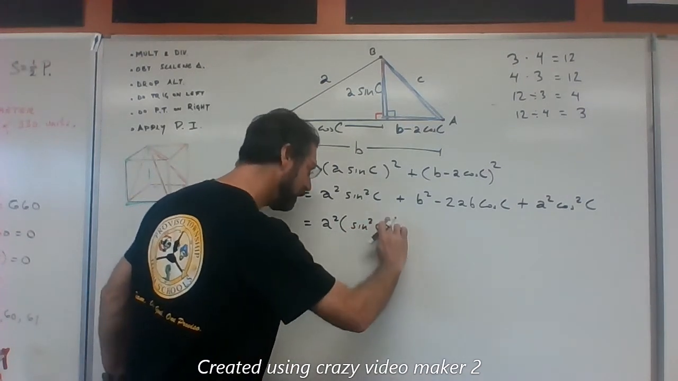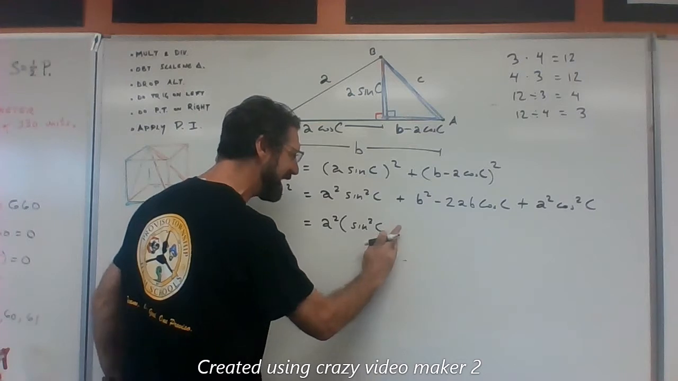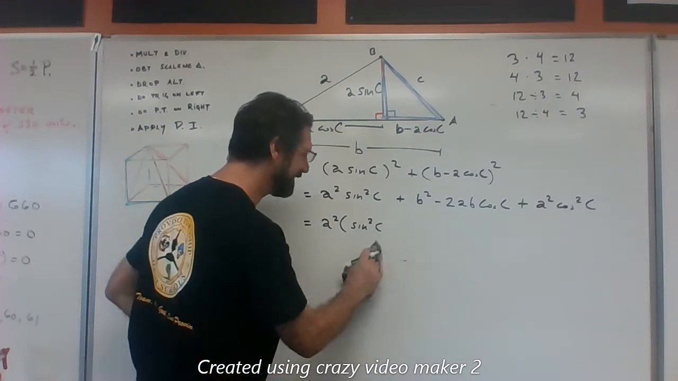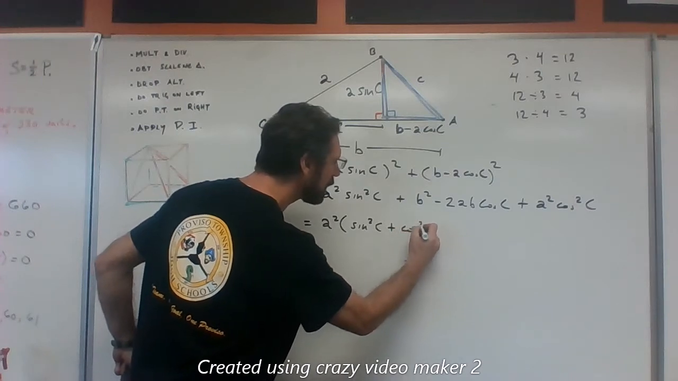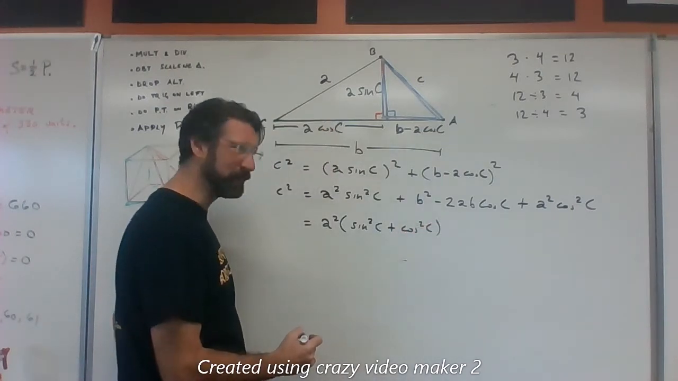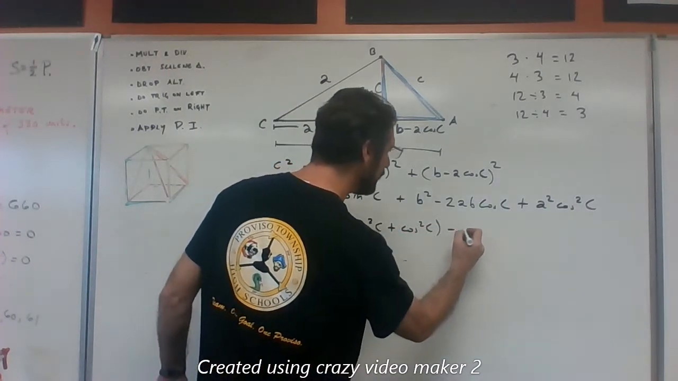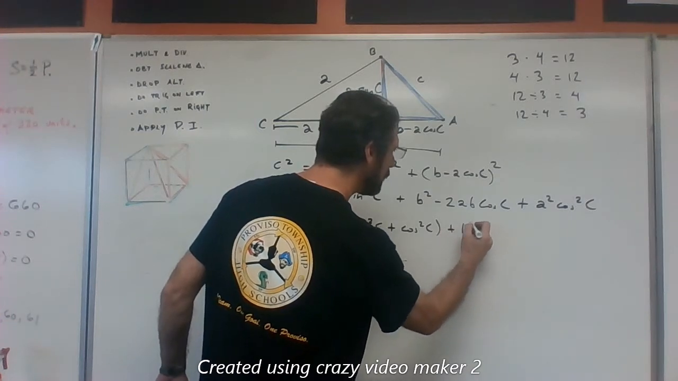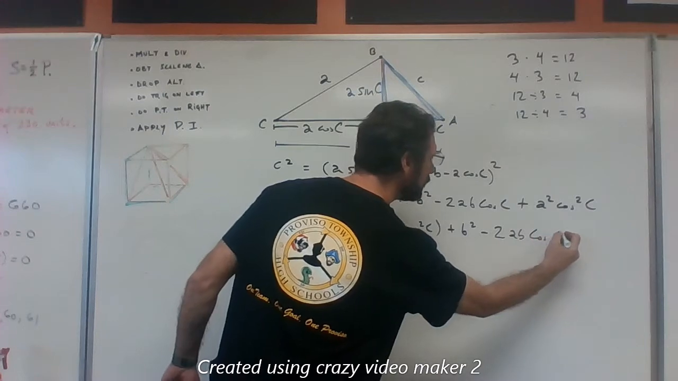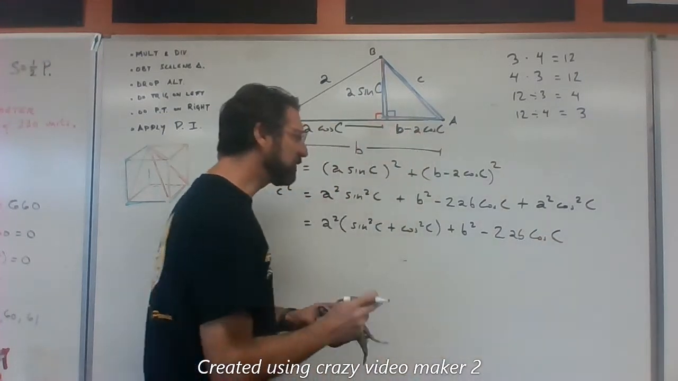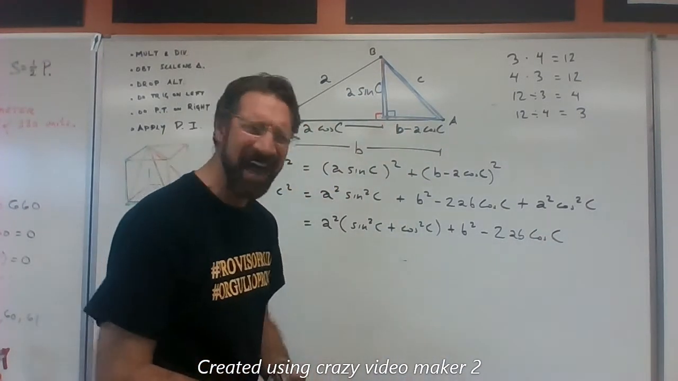Oh, what am I doing? Closing my parentheses. I get a little ahead of myself sometimes. All right, plus cosine squared c. Minus, wrong, plus b squared minus 2ab cosine c. I'm going to put some stuff in there and then erase it. I just want to make sure I have everything, okay?